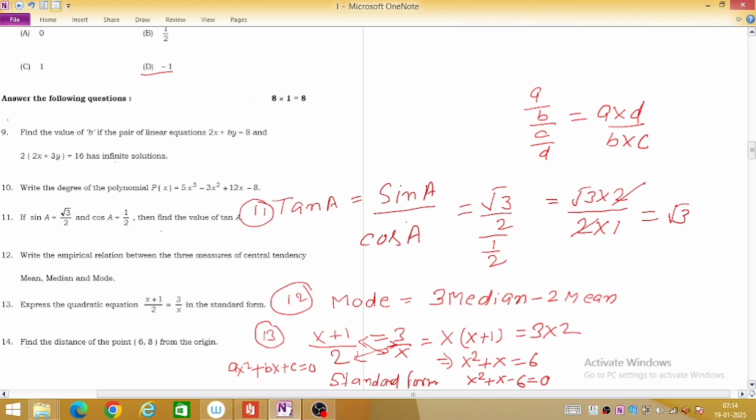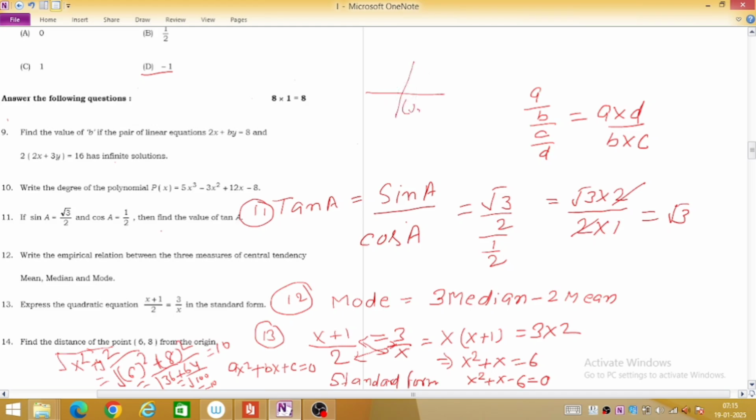Then the next question: find the distance of the point 6 and 8 from the origin. If asked for the distance of a point from the origin, then the formula is the square root of x square plus y square. Then 6 square plus 8 square, the square root of 36 plus 64, then the square root of 100. The square root of 100 is 10. Then the answer is 10.